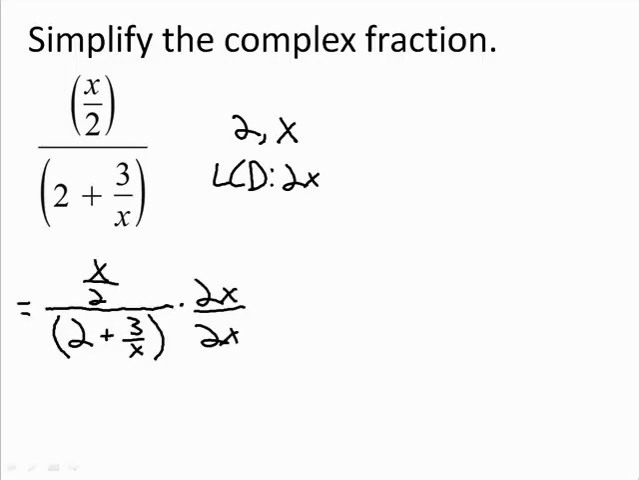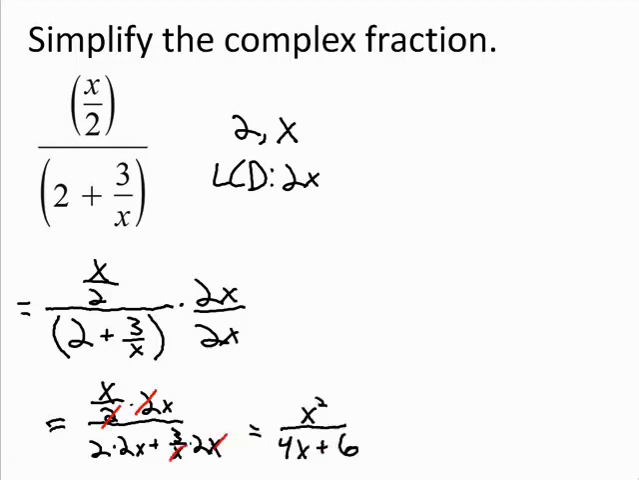Multiply the numerators and denominators and distribute the 2x in the denominator. X divided by 2 times 2x divided by 2 times 2x plus 3 divided by x times 2x. In the numerator, the 2's cancel out. And in the second term of the denominator, the x's cancel out. You are left with x squared divided by 4x plus 6. You can factor a 2 out of the denominator: x squared divided by 2 times the quantity 2x plus 3.